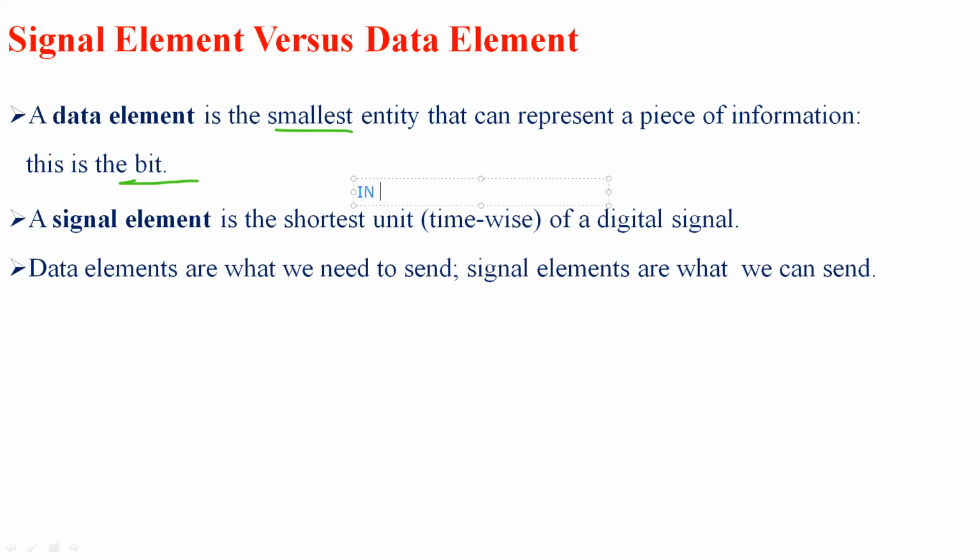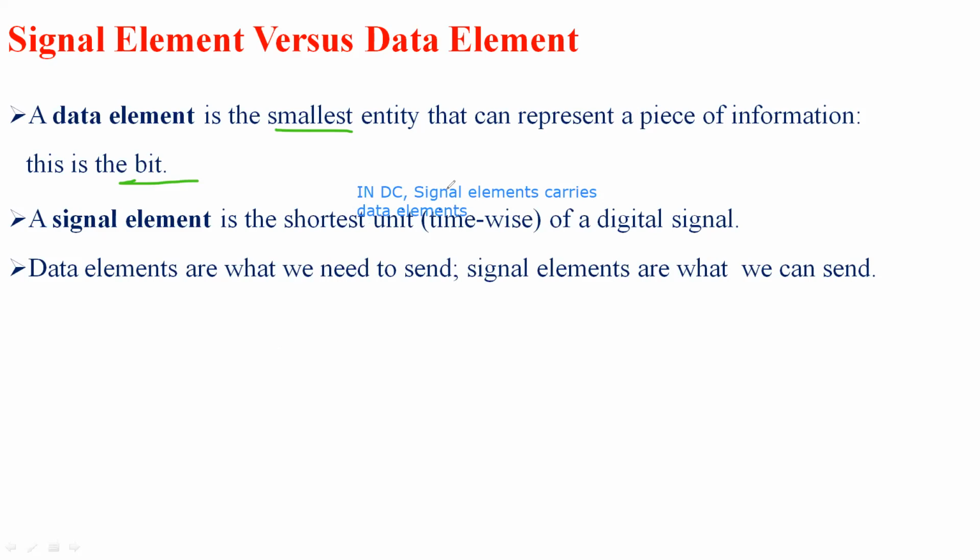So in case of data communication, the signal elements will eventually carry the data elements. In other words, the data elements are what we need to send and the signal elements are what we can send. So there is a difference between data elements and signal elements.